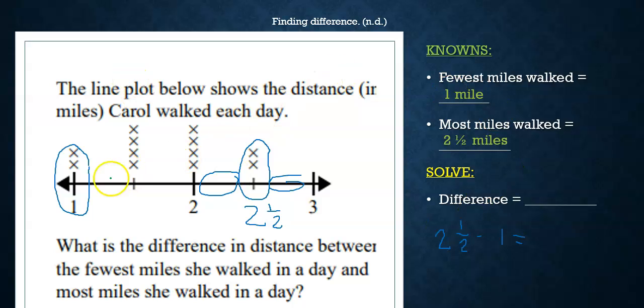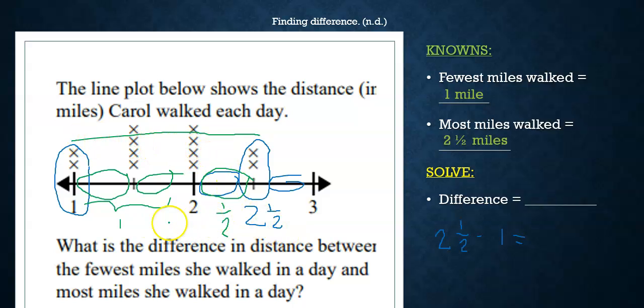Okay, so remember, I'm going to draw a line from my least to my greatest. So from 1 to 2.5. And then I'm going to count those chunks or those spaces. So I have 1 space, 2 space, 3 spaces. Okay, so these 2 make a whole. And then we know this one is a half. So we add that up, and that would be our answer, 1.5 miles.